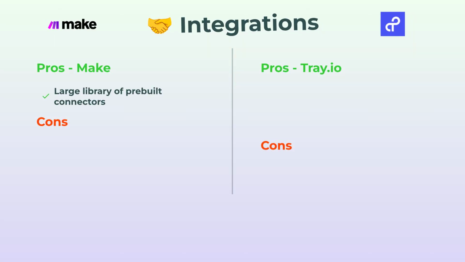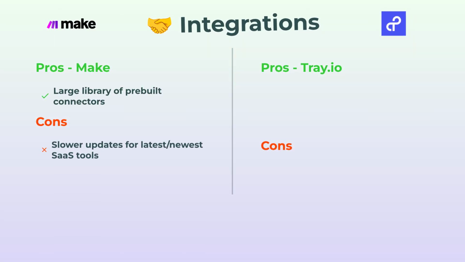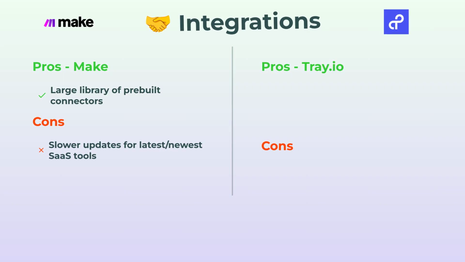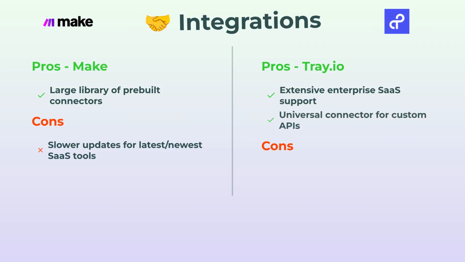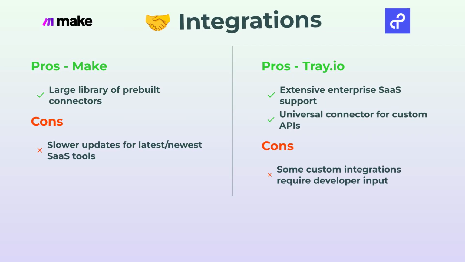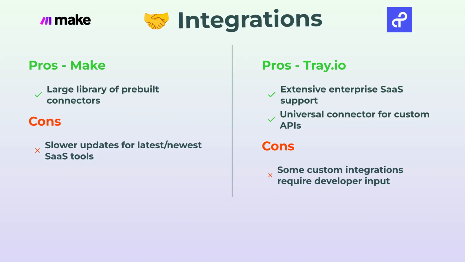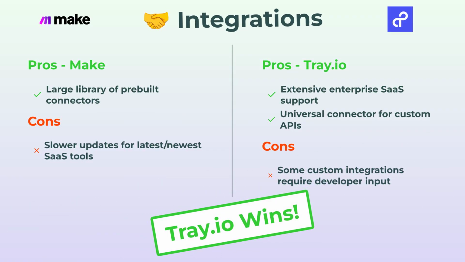So, integrations. Make has a pretty solid library of pre-built connectors. Seriously, you'll find almost everything you need for common business tools. But updates for newer SaaS apps are a little slower. Tray.io, they're playing in the big leagues here. Tons of enterprise SaaS support, and with that universal connector, you can hook up to basically any API, even the weird ones. There's a catch though. Sometimes you'll need a dev to actually set those up. So, Tray takes the crown but asks for more elbow grease.